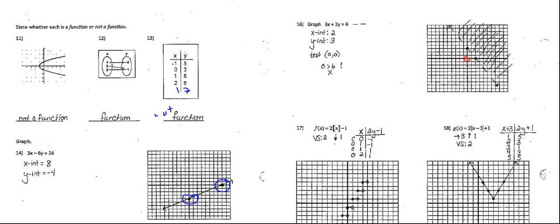Another way to do this is to kind of put your hand on the line and see which way is above the line, because it's greater than, and that would be up here. So it's saying where's the y coordinate bigger, which would be up above the line. So that's another way to think about it.